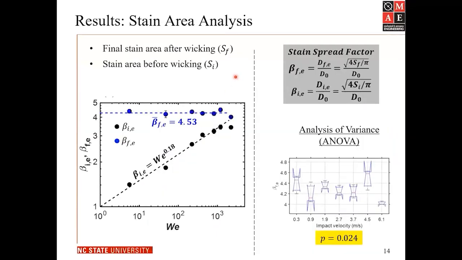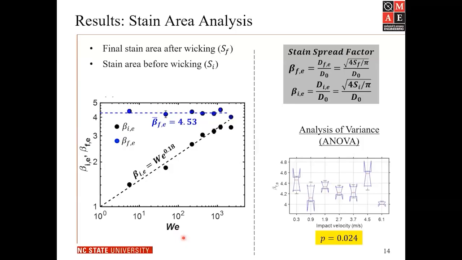And if we do more analysis to look at the stain areas, particularly the stain area before wicking and after wicking, we call these SI and SF. And generally, we like to define some dimensionless parameters. We call this the stain spread factor. We just want to use these dimensionless factors to correlate with the Weber number we mentioned before, and see if we can find some universal scaling equations there.